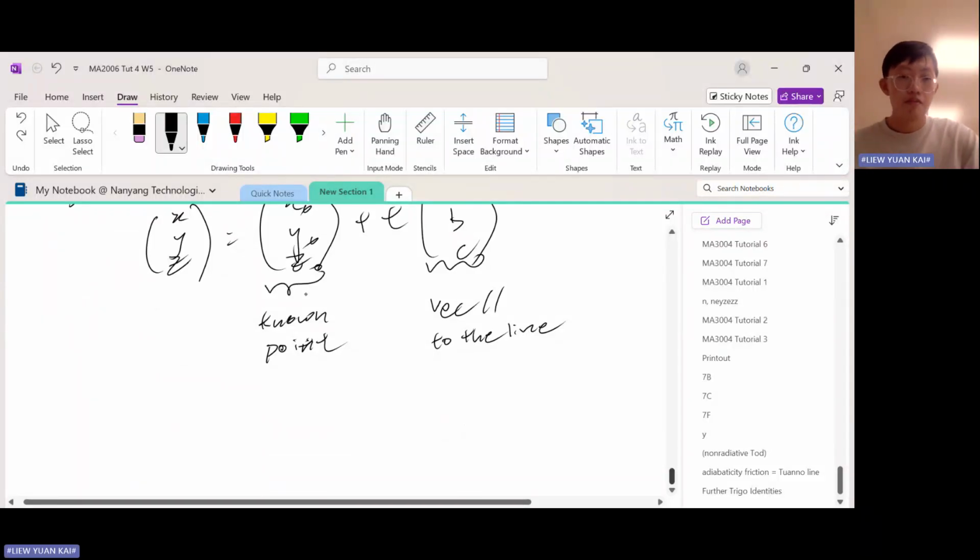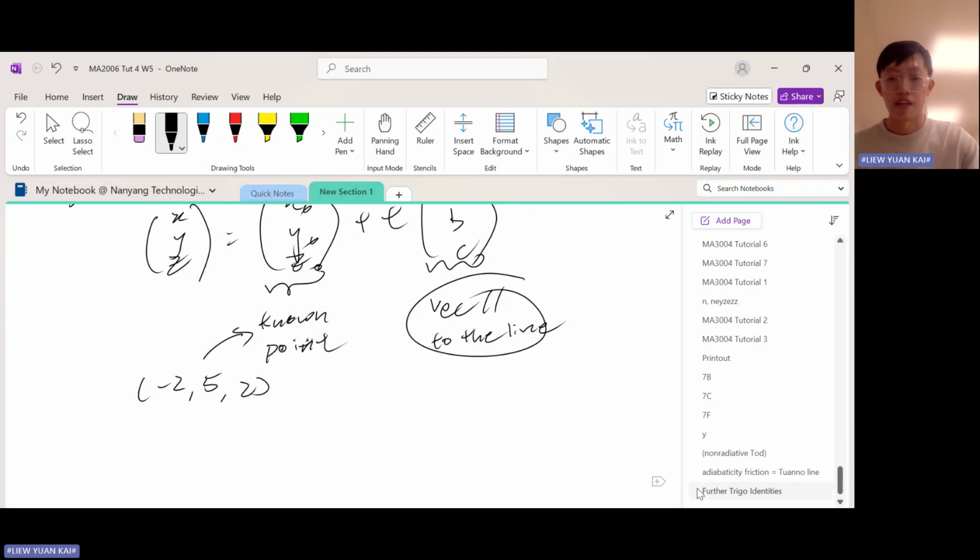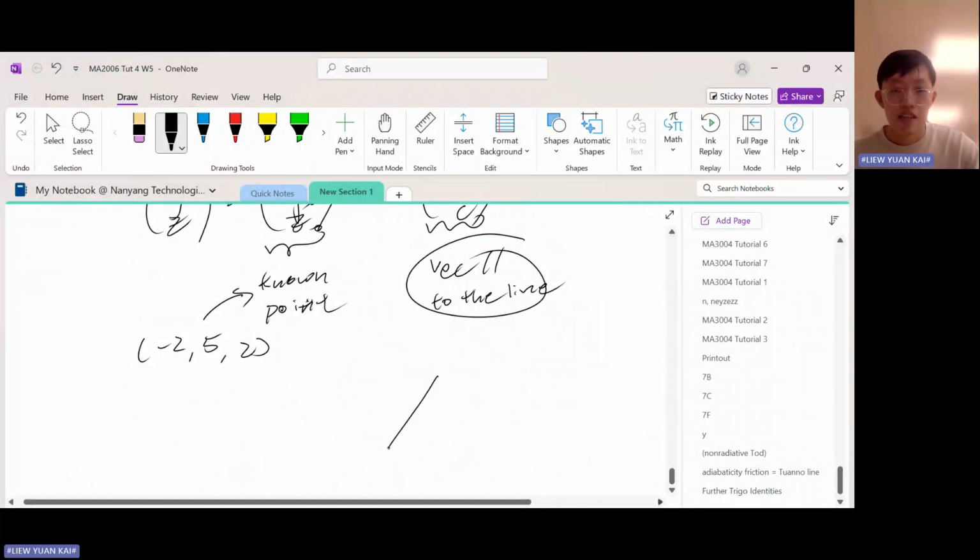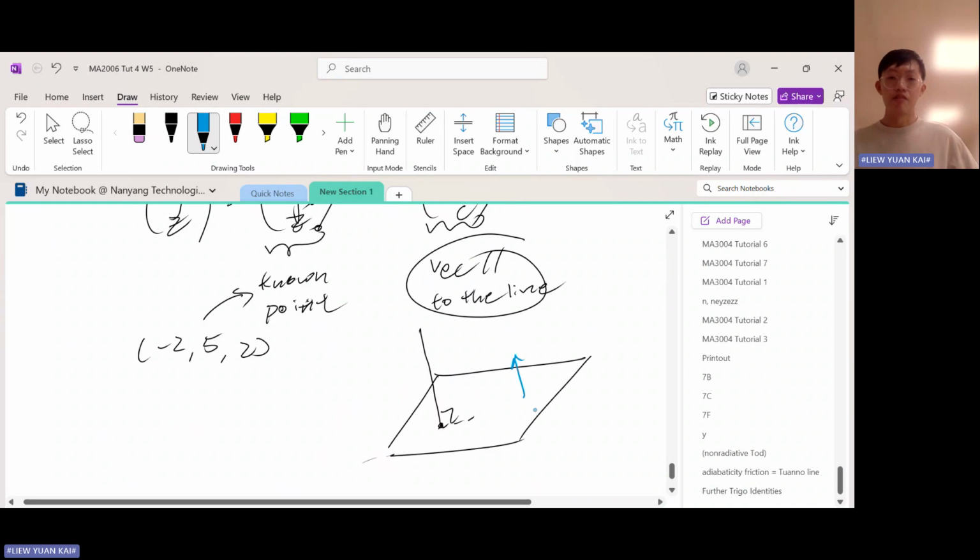So we know the point that it passes through, right? They say in the question that it passes through negative 2, 5, 2. So we already got this. What is the vector parallel to the line? Let's take a look at the diagram. It says that this straight line is perpendicular to the plane. Perpendicular to the plane, doesn't that look like the normal vector? Remember, we have found the normal vector of this plane. We found it just now from the cross product to be negative 1, 2, 3.